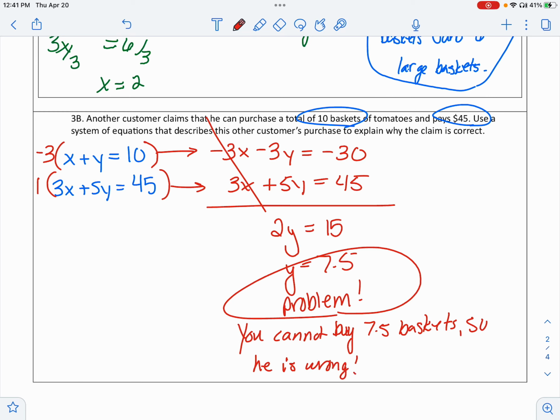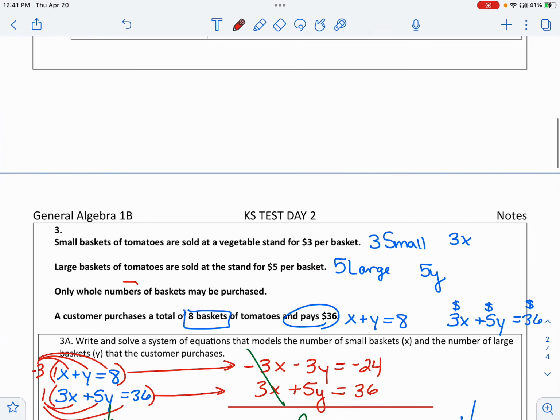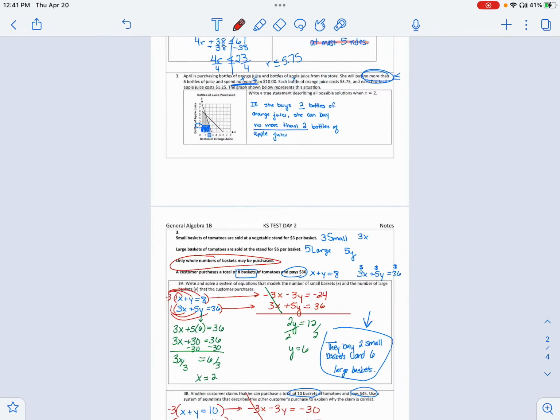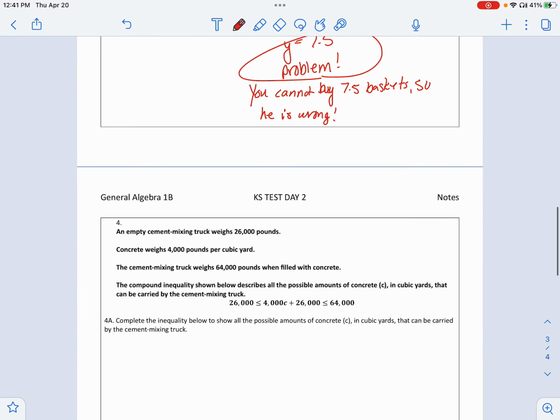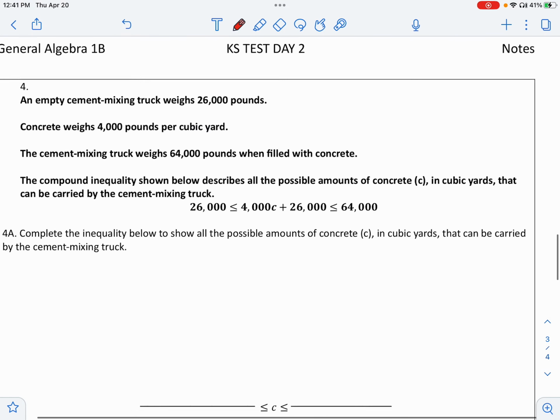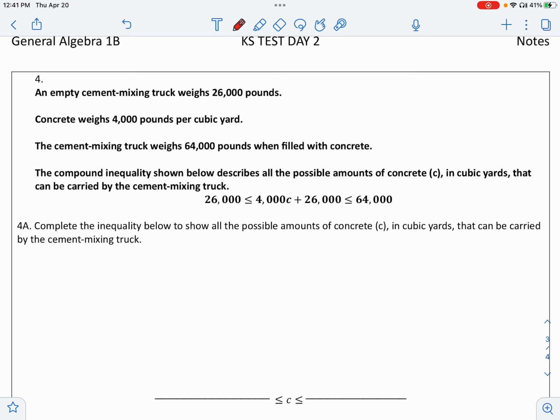And that's all you need to do. You don't even need to solve for x because up in the directions it said only a whole number of baskets could be purchased. You can't go and say, I want half of a basket. So number 4. All right.